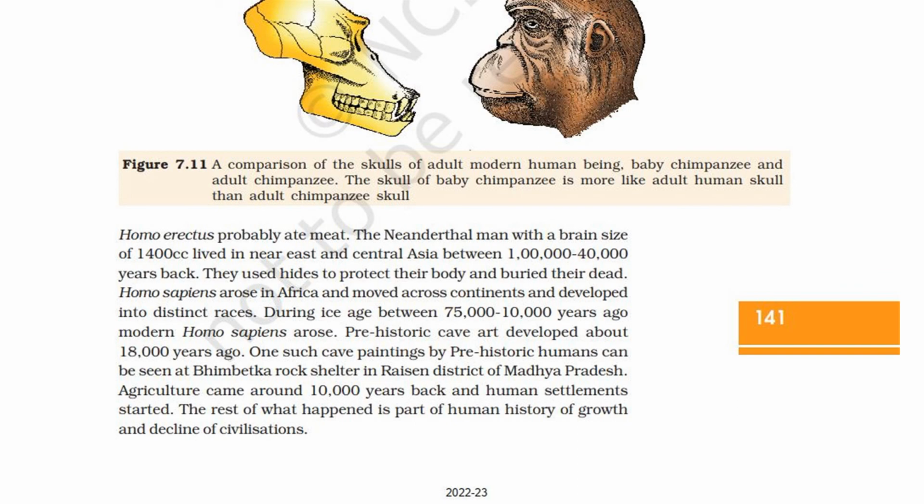Homo sapiens arose in Africa and moved across continents and developed into distinct races. During Ice Age between 75,000 to 10,000 years ago, modern Homo sapiens arose. Prehistoric cave art developed about 18,000 years ago. One such cave painting by prehistoric humans can be seen at Bhimbetka Rock Shelter in Raisen district of Madhya Pradesh. Agriculture came around 10,000 years back and human settlements started.